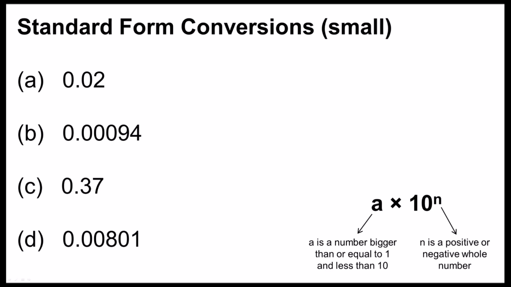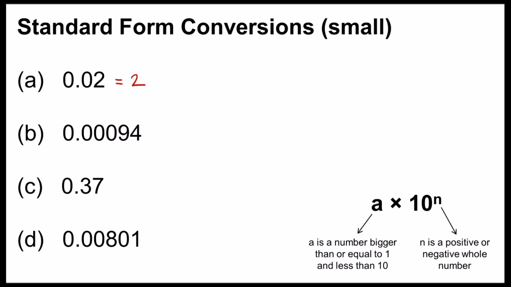Let's have a look at some examples. In my first question, I'm asked to convert 0.02 from an ordinary number into standard form. First, I need to consider the key digits of the number 0.02. This would be the number 2. That's because it's the only digit that comes after the zeros at the front. Now, because 2 is already a number which is bigger than or equal to 1 but less than 10, I can leave it as it is.